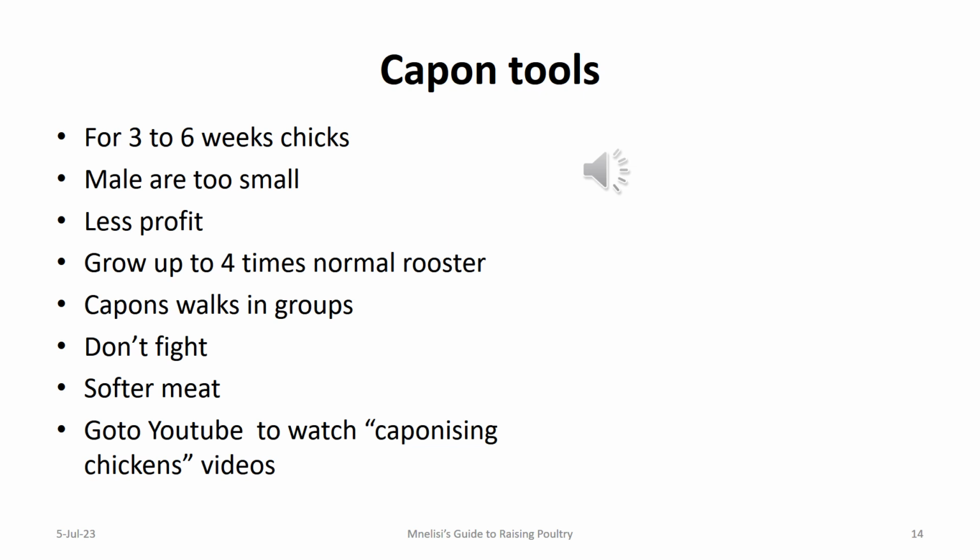Roosters by nature are smaller than hens, which means less profit. A caponized chicken will grow up to 4 times bigger than a normal rooster. Caponized chickens will work in a group just like hens and they won't fight each other. Their meat will also be softer than a normal rooster.